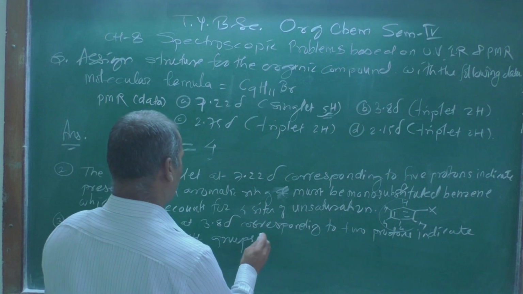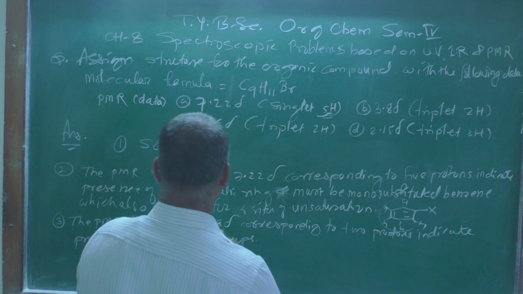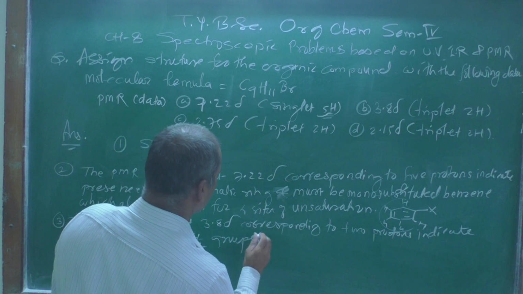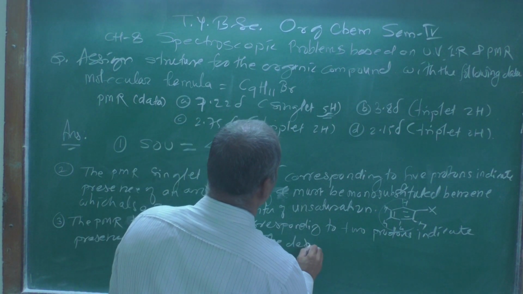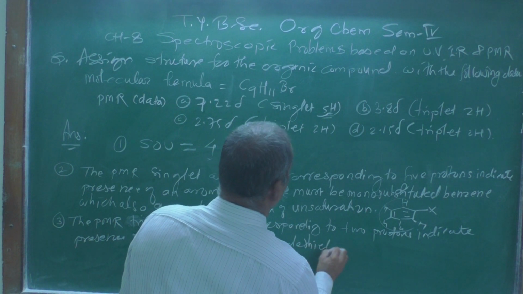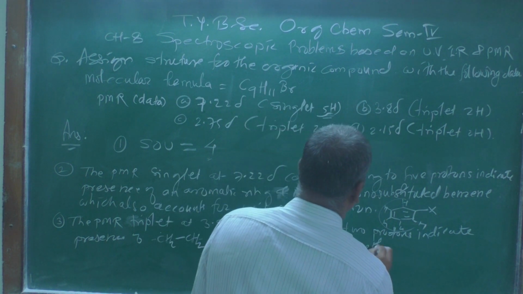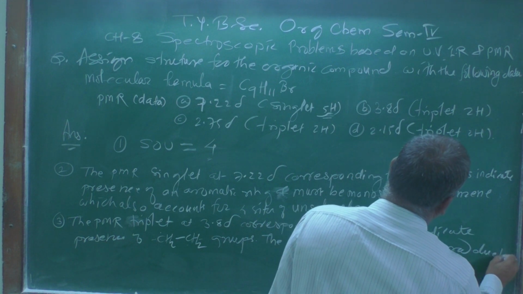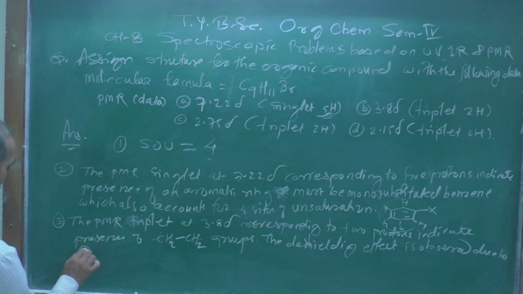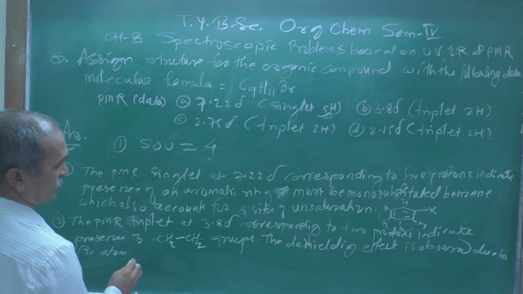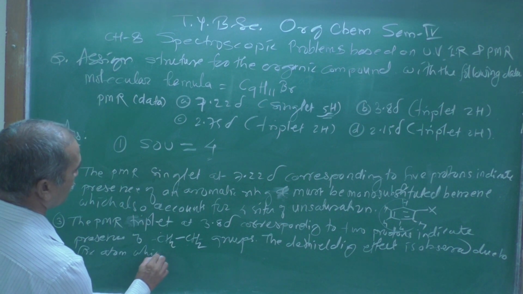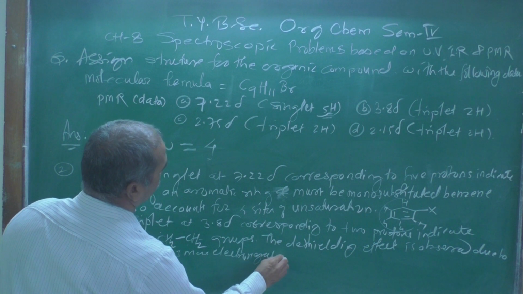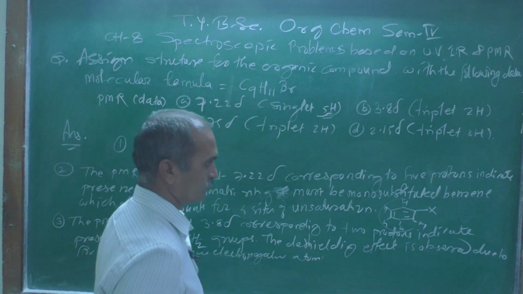and CH2 group, the de-shielding effect is observed due to the Br atom, which is the more electronegative atom. You can show it like this.